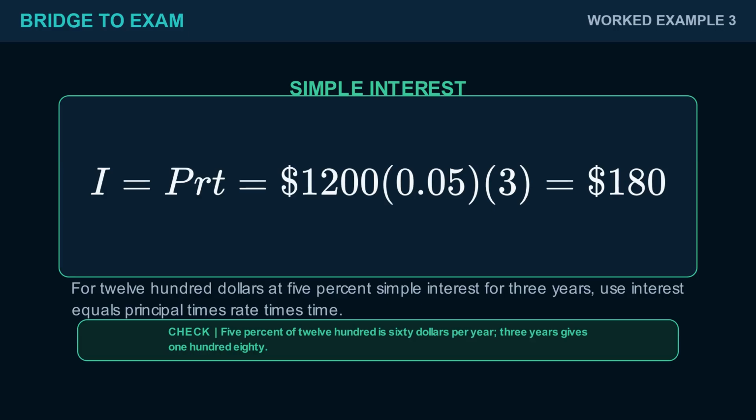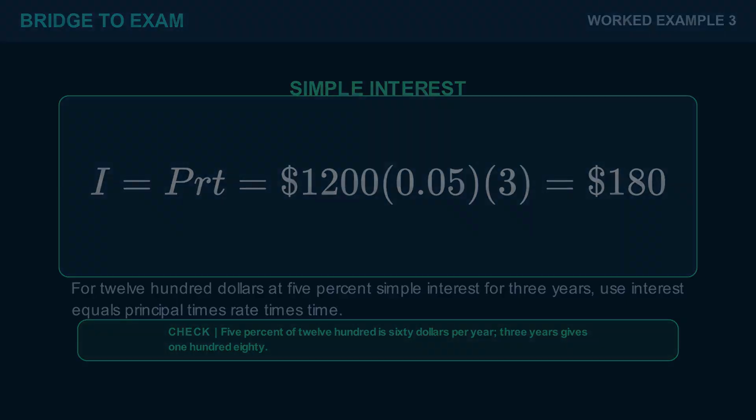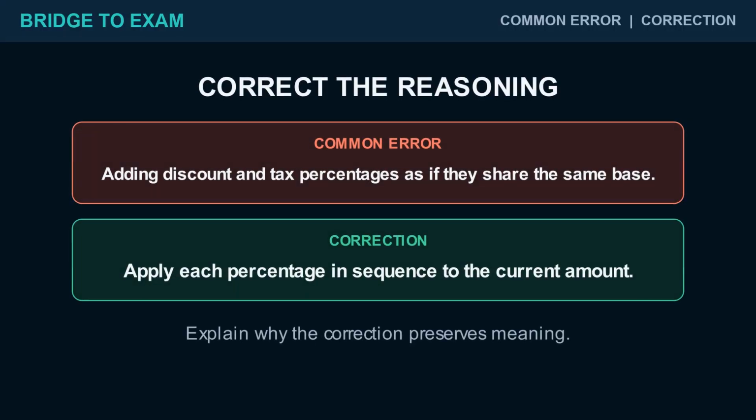Worked example 3. For $1,200 at 5% simple interest for 3 years, use interest equals principal times rate times time. The interest is $180. Check. 5% of $1,200 is $60 per year. 3 years gives 180.